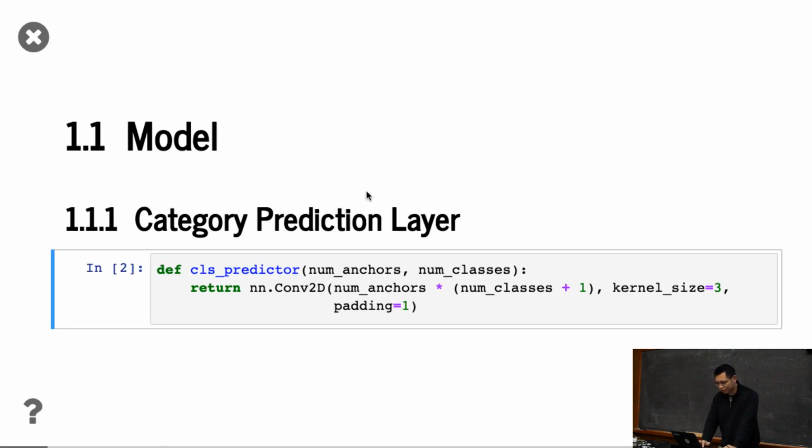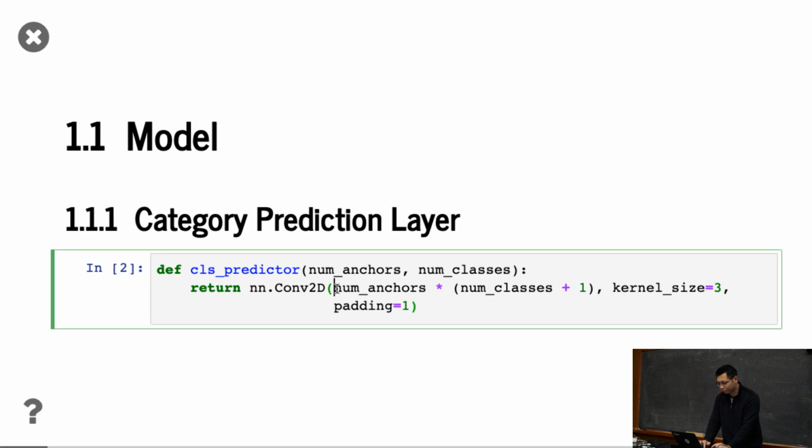Okay. The first one is how to do category prediction. Here, assume we have a number of anchors. Given a feature map, the input is the number of anchor boxes, and then the number of classes. For each anchor box, we will predict the number of classes plus one categories. The plus one means the background, which means it doesn't belong to any class. So what do we do here? We use a convolutional kernel. The output channel will be the number of anchors times the number of classes plus one.